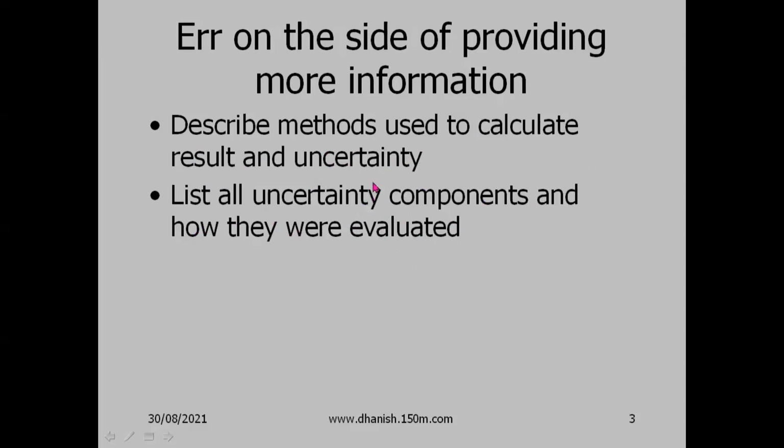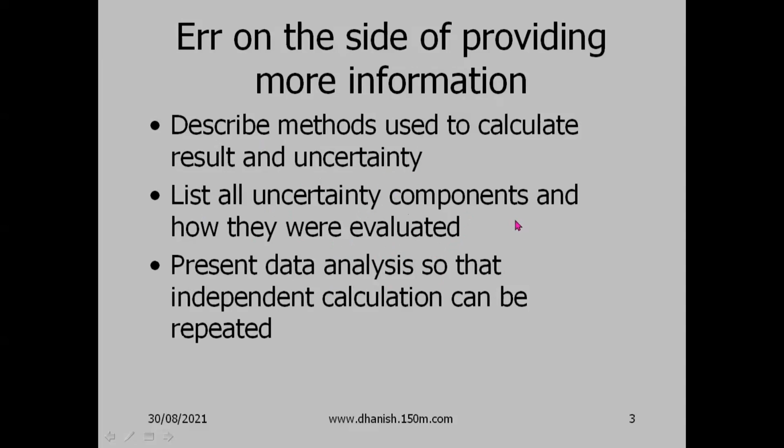For example, if you are measuring the area of a room, you measured length and breadth. So how did you measure, how did you compute the uncertainty in length? So that is these uncertainty components and how they were evaluated. So you assumed uniform distribution, etc. All this should be mentioned here.